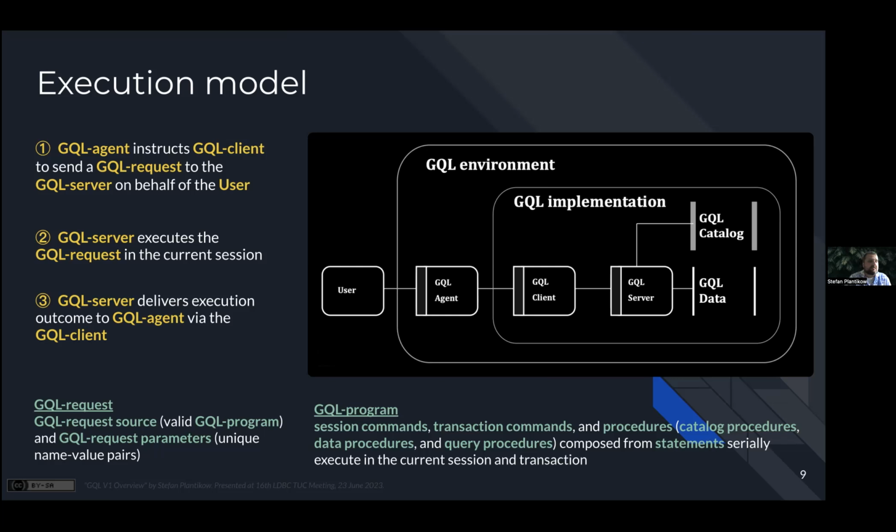So what is a request? Well, a request is essentially a piece of text, a valid GQL program if it passes correctly, and a set of parameters that go along with it. And then a program can be all these things I showed earlier, right? Session commands, transaction commands, or proper queries, which in GQL are actually called procedures, right? The terminology is a bit different from SQL there.